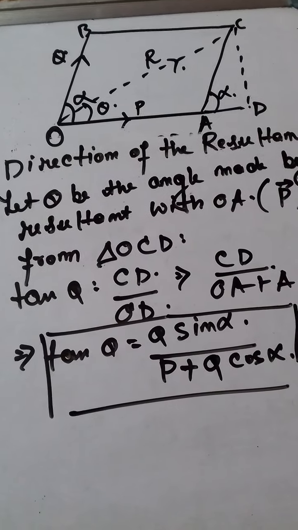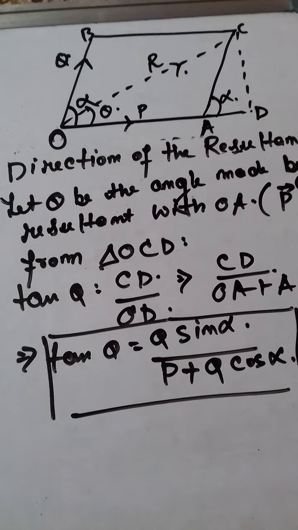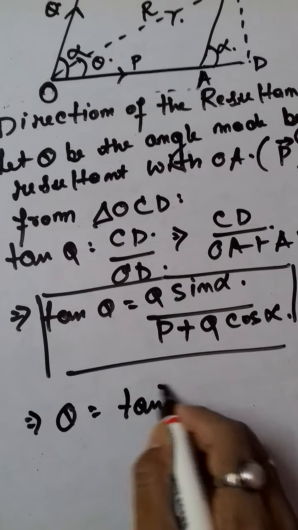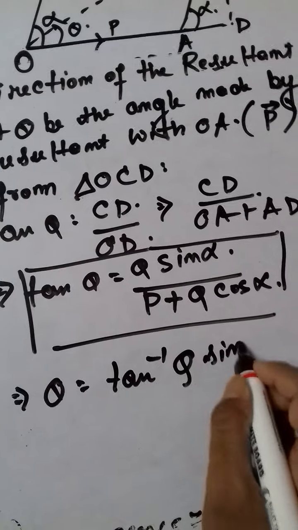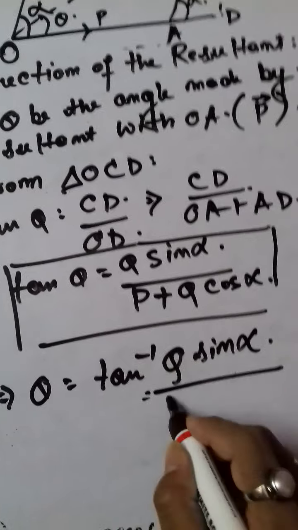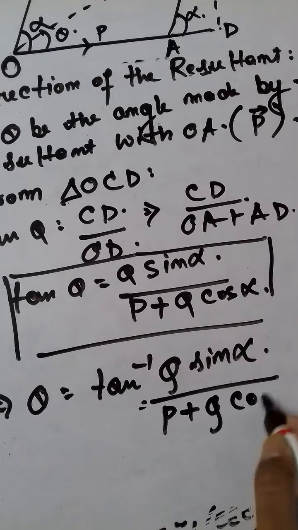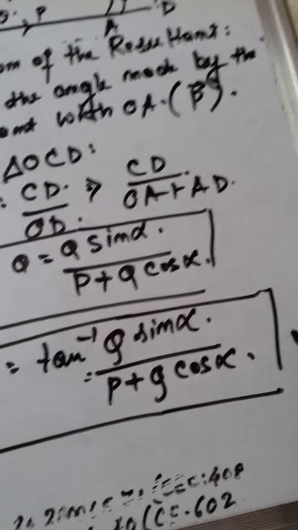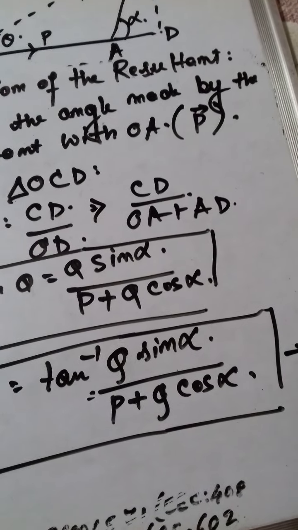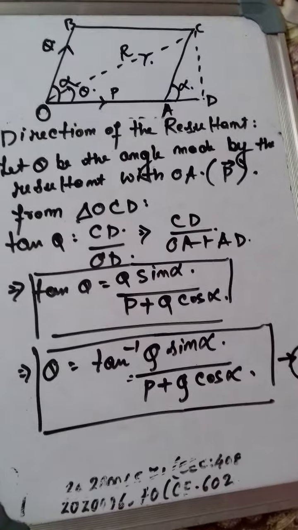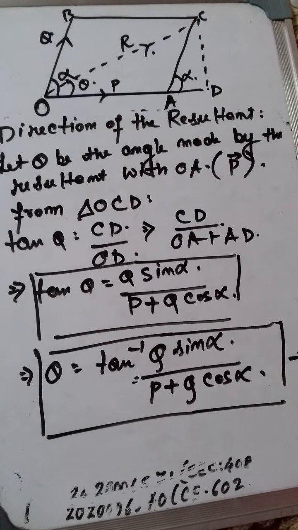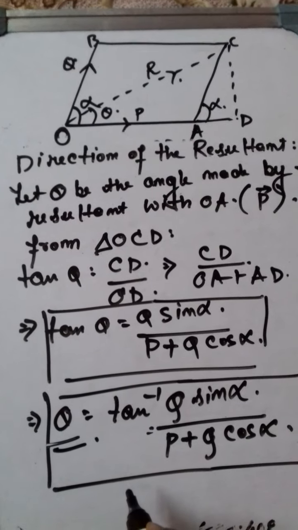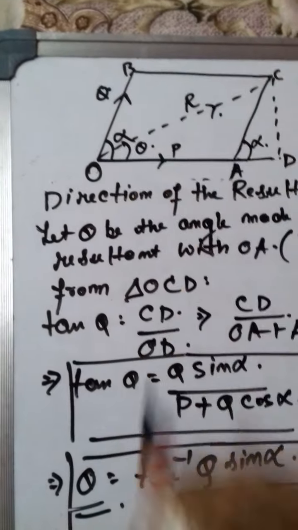Now what you will get? You will get the value of the angle theta. Theta is equal to tan inverse of Q sin alpha divided by P plus Q cos alpha. This is the value of the direction. So both the values we have got, that is, one is the resultant and this is the value of theta, or the direction of the resultant with respect to the force, that is P.